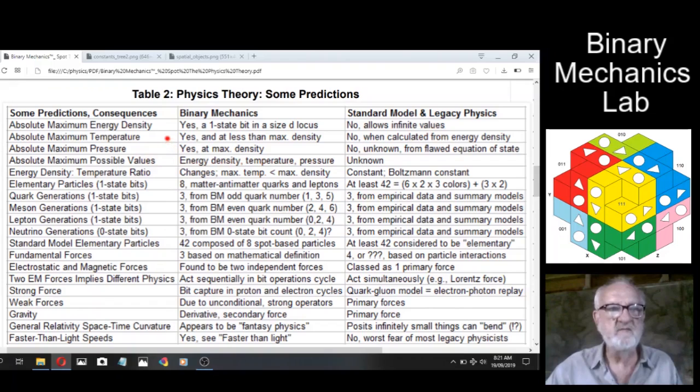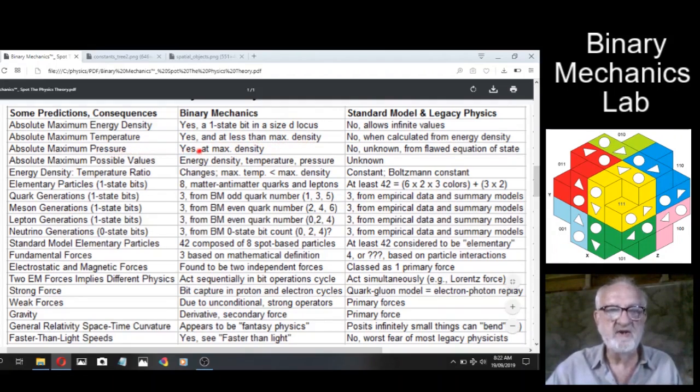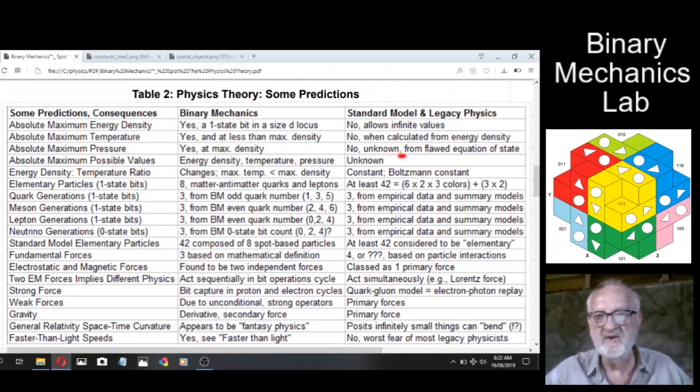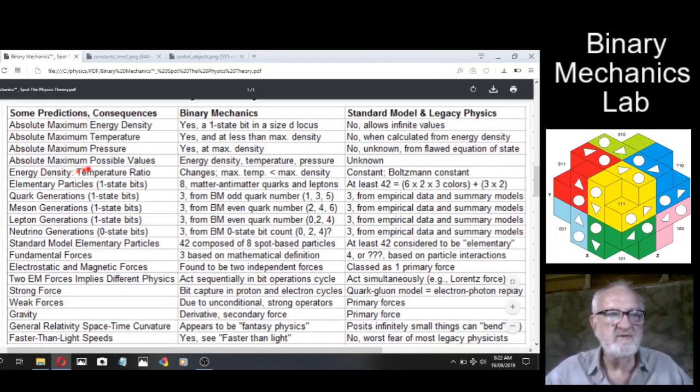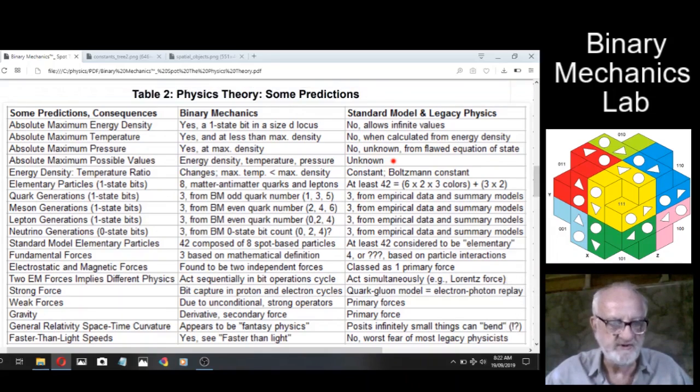How about maximum temperature? Yes, but that is at less than maximum energy density. How about maximum pressure? Yes, that occurs at maximum energy density. Your textbooks will say that maximum pressure is unknown, and that's based upon flawed equations of state. How about absolute maximum possible values, energy density, temperature, and pressure, whereas these are unknown in your legacy physics books.